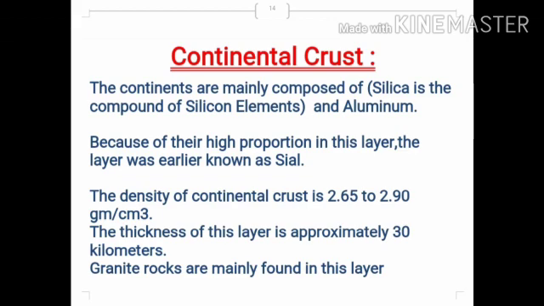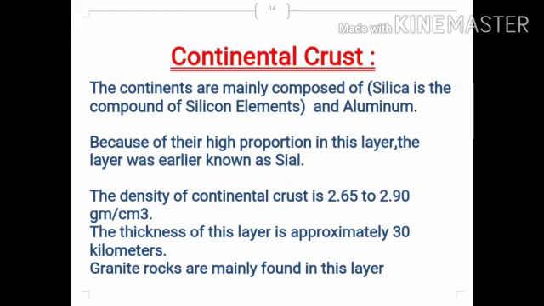So, as the name suggests, continental crust is the crust which is below the land part. The continents are mainly composed of silica, a compound of the silicon element, and aluminium. Means the continental crust is made of which elements? Silica and aluminium. Can you remember, children? Because of their high proportion in this layer, the layer was earlier known as Sial. Means the continental crust is also known as Sial. Si for silica and Al for aluminium.